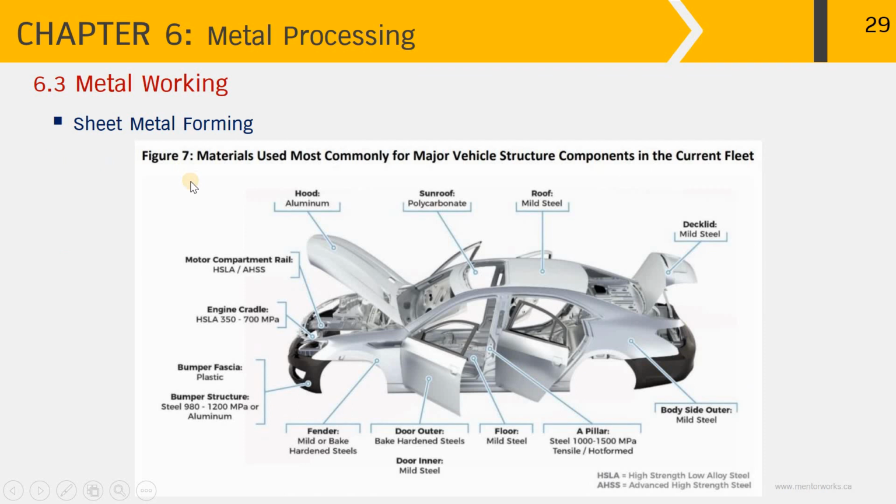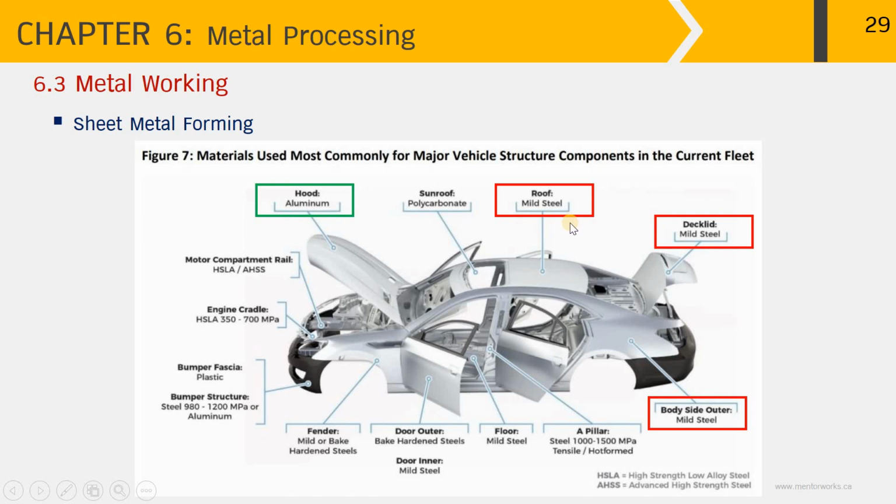In this picture here, we show the materials most commonly used for the major vehicle structure components in the automotive industry. The picture also shows a variety of metal parts that have been formed by sheet metal forming. First, if you notice here, we have the aluminum that has been subject to sheet metal forming to form the hood, and the roof, deck lid, and body side outer that are made from steel and also have been subject to sheet metal forming. The last examples are the fender and the door outer that are made from bake hardened steels by sheet metal forming.